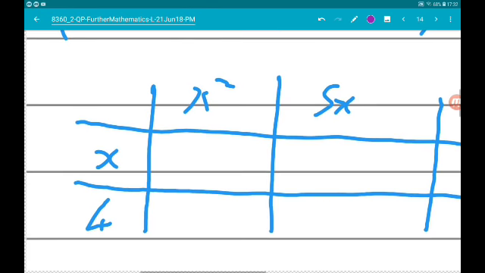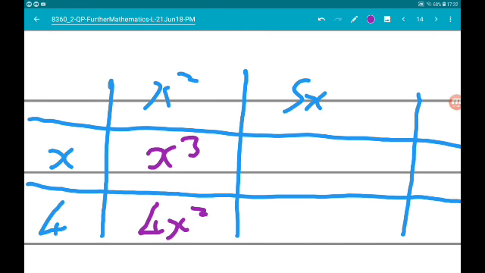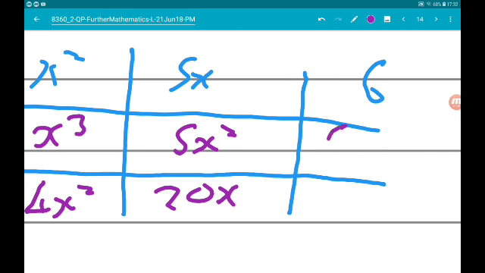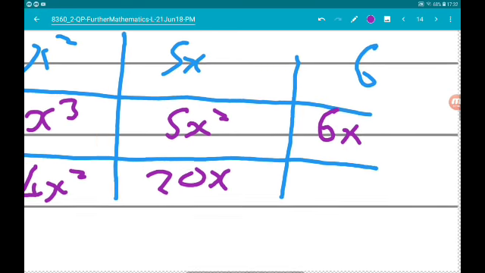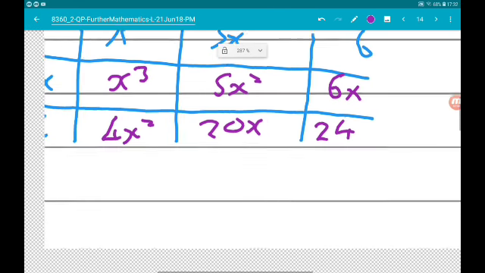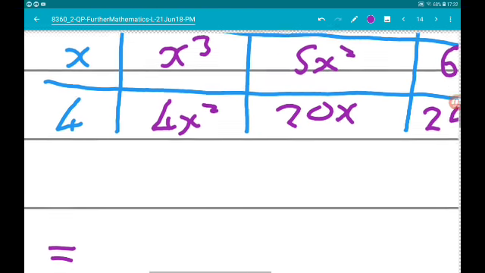Okay, so now we're doing x times x squared, x cubed, 4 times x squared, 4x squared, x times 5x, 5x squared, 4 times 5x, 20x, x times 6, 6x, 4 times 6, 24. So, now we can pick everything out of the table. So we got 1x cubed.